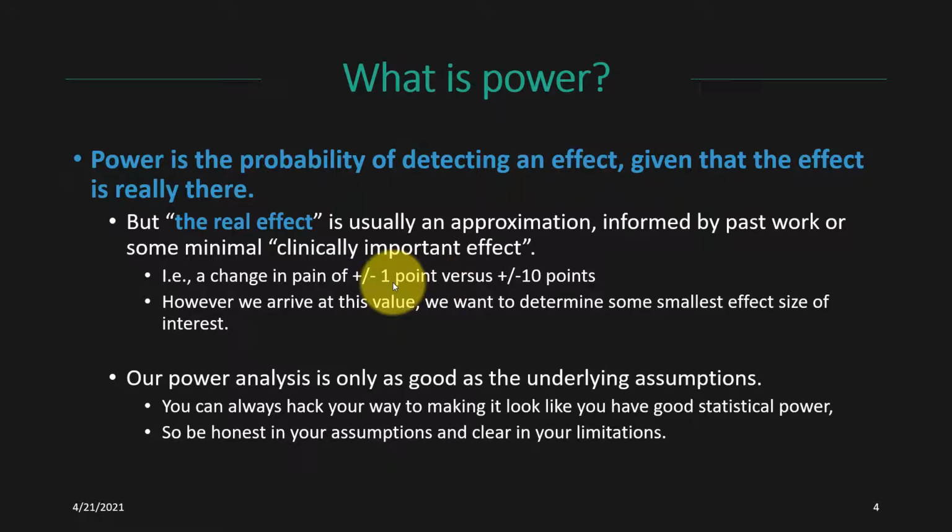So my ability to actually detect a 1 point change in people's ratings of pain probably is going to require more reliable outcome measures, more subjects in my sample. It's generally going to be harder to detect that 1 point change than it is a 10-point change. However, a 1 point change also might not be clinically meaningful, so I don't know that I need to invest the time and the energy to be able to detect a 1 point change.